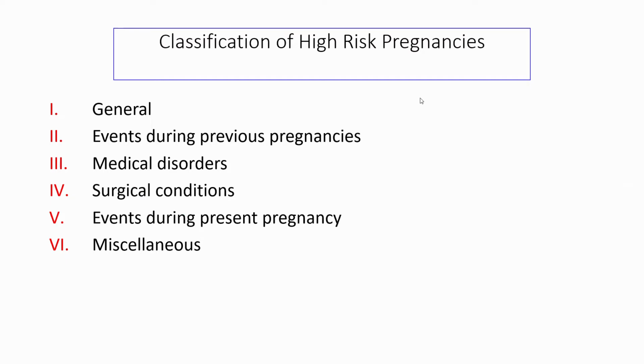Okay, so let's just classify what are the high risk pregnancy. Then we will go one by one, which are very important. Okay, so it includes general factors, events during the previous pregnancy, some medical disorder, surgical disorder, events during the present pregnancy, and miscellaneous.